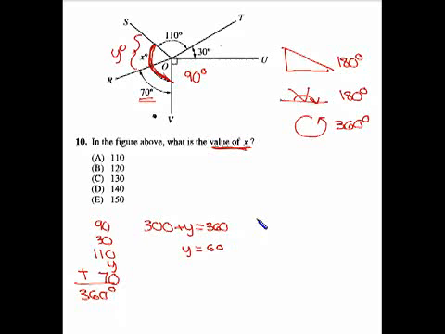Now don't forget, the question wants us to find x, and x is actually y plus 70, or 60 plus 70, which is 130, and so we choose answer C.